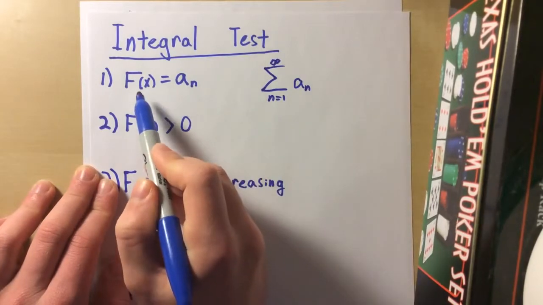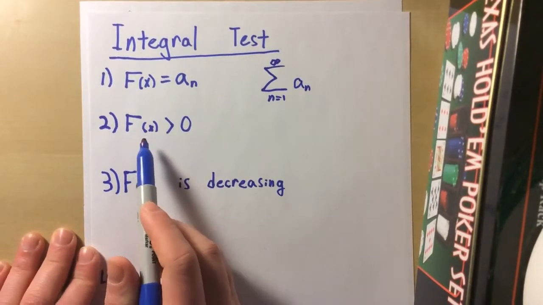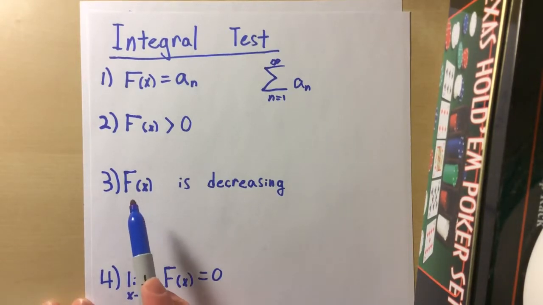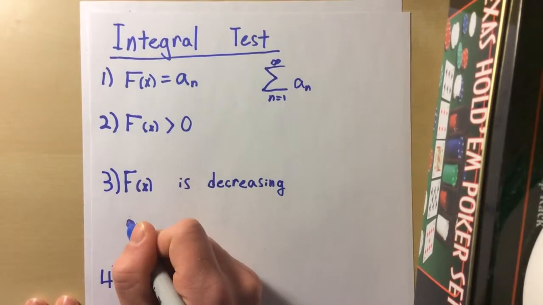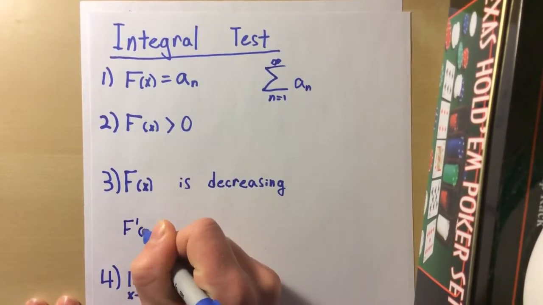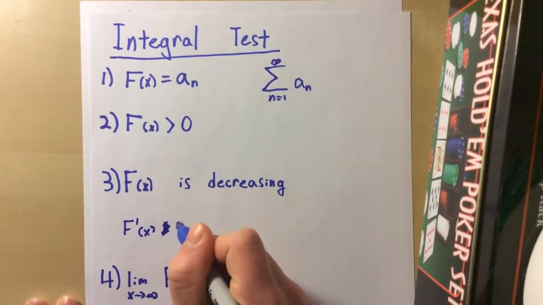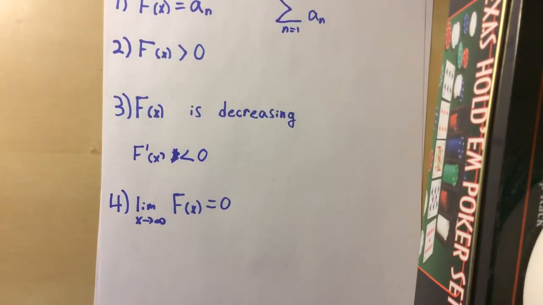Well, we need our function to match whatever is in here. The next condition is that f of x needs to be greater than 0, and the integral just does not work if our function is less than 0. The third condition is that f of x is decreasing, and this isn't really hard to show. Basically, all you'd have to do is show that the derivative of f is less than 0. And the last one is that the limit as x approaches infinity of f of x is equal to 0, which means f of x approaches 0.